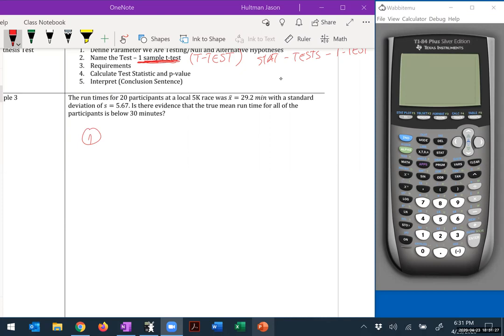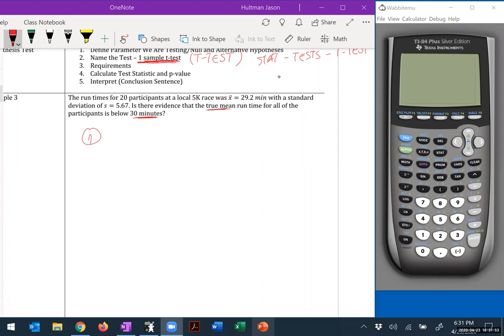Okay, with a standard deviation of S equals 5.67, is there evidence that the true mean runtime for all the participants is below 30 minutes? Okay, so we're testing against a true mean of 30 minutes. Cool, thanks, Jared.